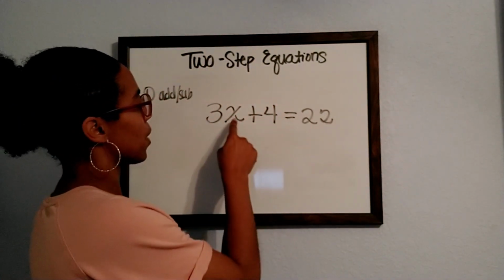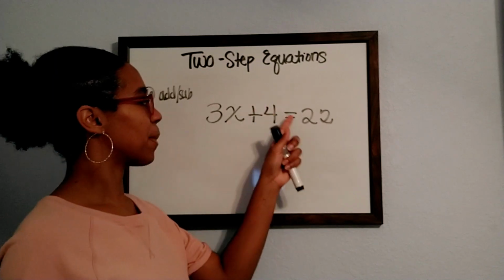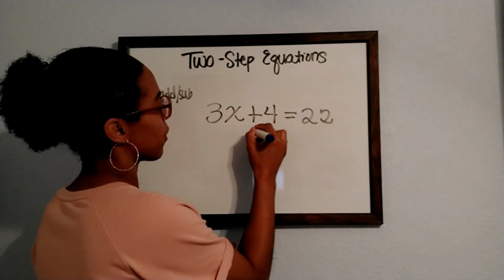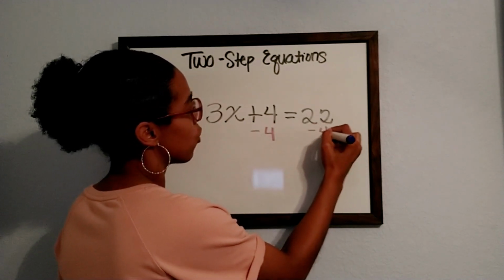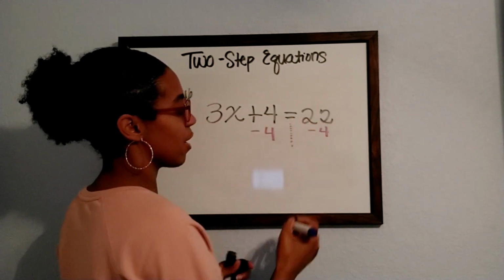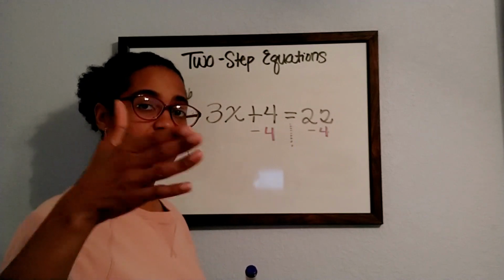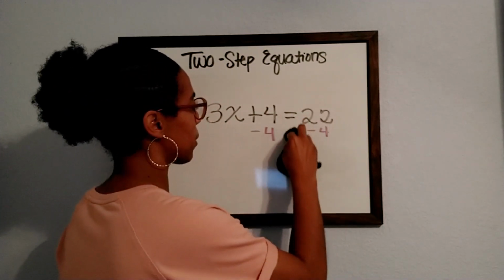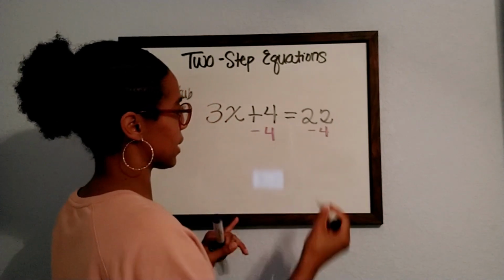3 is being multiplied times x, but then I'm also adding a 4 to x. So the first thing we're going to do is subtract 4 from both sides. Remember, if you need to draw a line so that you can differentiate between both sides of the equal sign, you can. Whatever you need to do to make it make sense, okay?